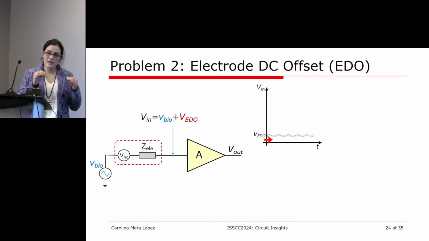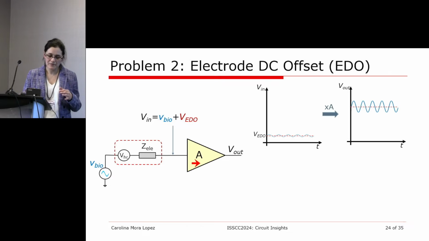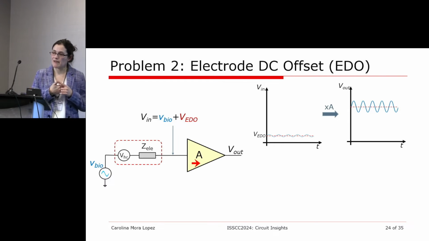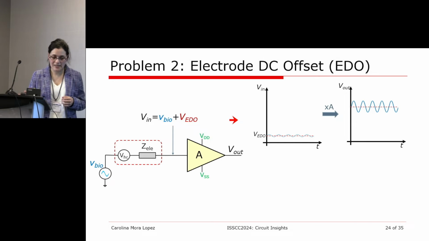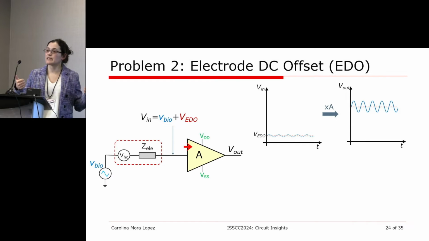If you amplify this signal, it goes through your amplifier with a gain of A. If you amplify these two signals at the same time, you will be amplifying both your offset and your AC biological signal. But this can work in an ideal amplifier. In a real amplifier, you will actually have what we call a voltage supply.